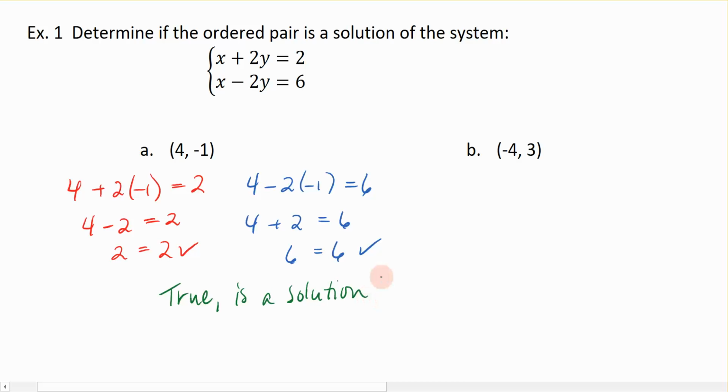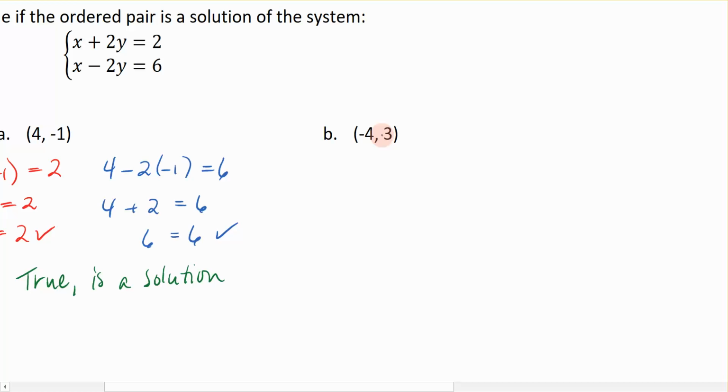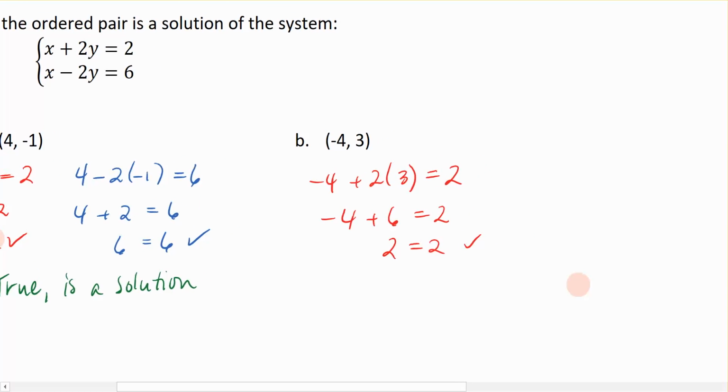So let's try that again with this ordered pair here. Same system we're looking at, but I want to know whether or not this ordered pair is a solution for them. So I'm going to take the x and the y, and I'm going to plug them into the equation there at the top. So this looks like negative 4 plus 2 times 3 is equal to 2. So this would be negative 4 plus 6 equals 2, which 2 does equal 2. So that part works. Now what if I plug it into the second equation?